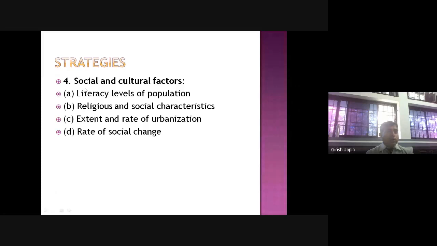Next, the last one is the social and the cultural factors. Literacy levels of a population. What is the literacy level? Why are we checking this? It can give us some kind of opportunities, or there can be some kind of threats. Religious and social characteristics, same thing goes here. Extent and rate of urbanization: how much urbanization has happened and at what rate it is happening. Rate of social change. So they take all this into consideration to identify the opportunities and the threats.